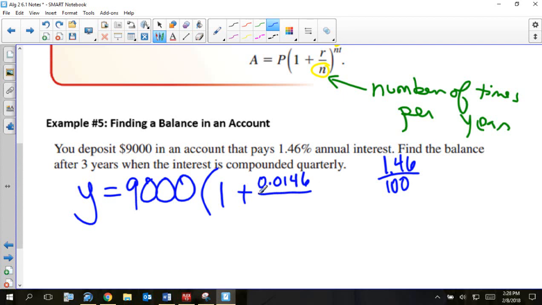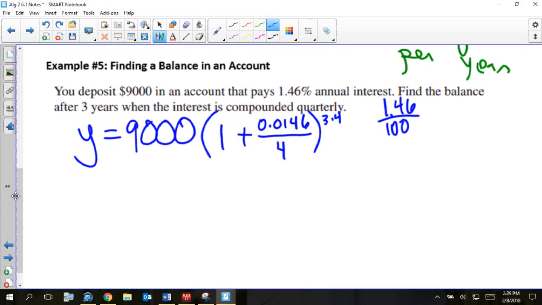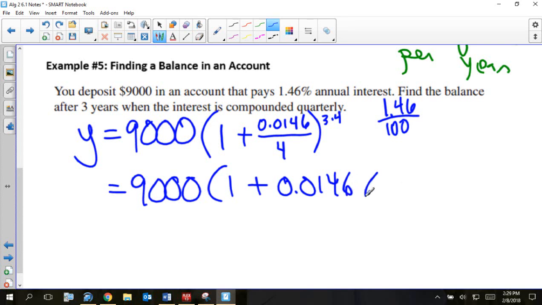And that goes over the number of times it's compounded per year. So it says quarterly, so how many times per year? 4. And then we take that and we raise it to T times N. So 3 times 4, which is 12. So when you go to type it in your calculator, if you have fractions on your calculator, you can just type it in with fractions. If you don't, then it's still easy. You just type in 1 plus and then you do your 0.0146 divided by 4 and it works. And that goes to the 12. 3 times 4 is 12. Try it. Make sure you get the right answer.